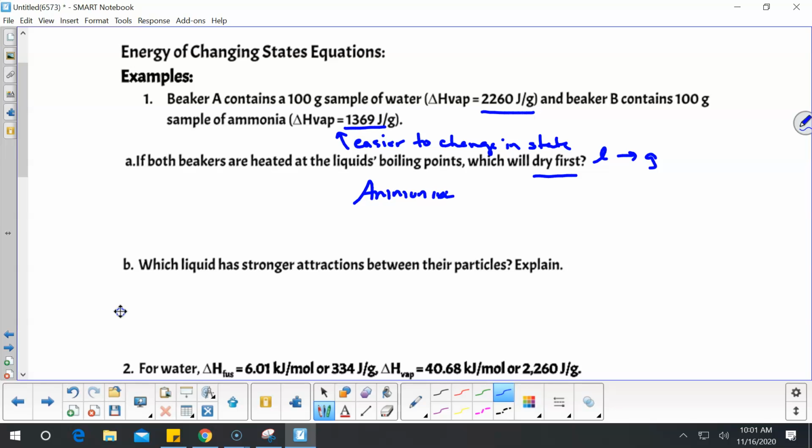Which one has stronger attractions? Well, the one with the stronger attractions is the one that's going to be more difficult to change in state.